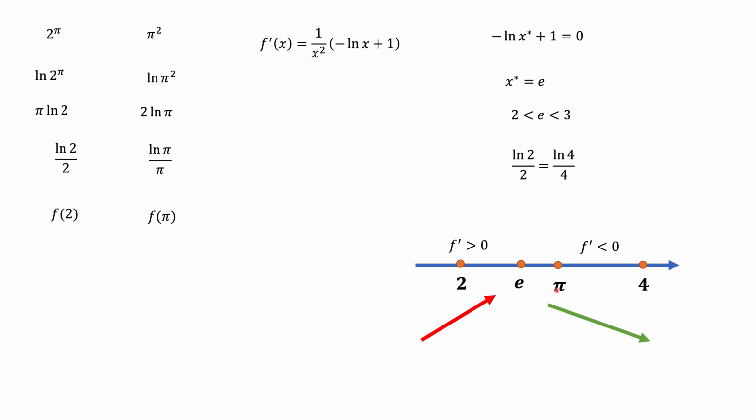We see that when we go from pi to 4, the function is decreasing, which means that f of 4 is less than f of pi. And that tells us that f of 2 is less than f of pi. But that means that what we have here is less than what we have here. The same sign is going to be here, here, and here. And we prove that 2 to the power of pi is less than pi to the power of 2.